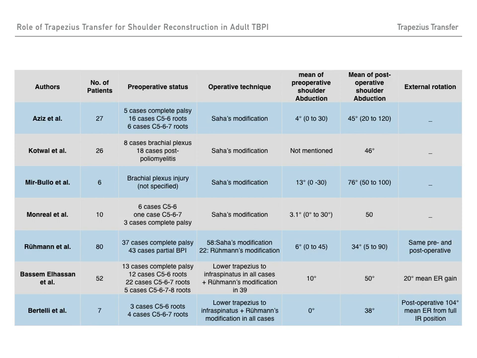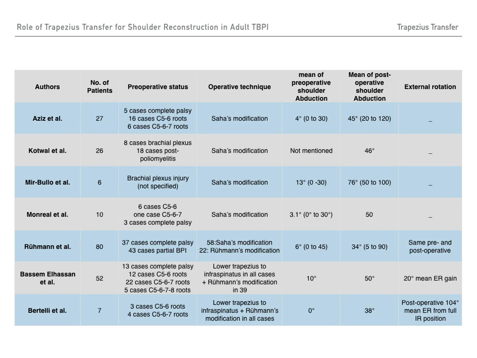Rahman's study included 80 patients. 37 cases were complete palsy, and 43 cases were partial brachial plexus injury. He used Saha's technique in 58 patients, and he used his own modification in 22 cases. The mean preoperative shoulder abduction was 6 degrees, and the mean postoperative shoulder abduction was 34 degrees, and there was no change in external rotation either pre or postoperatively.